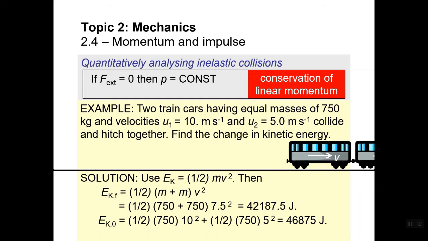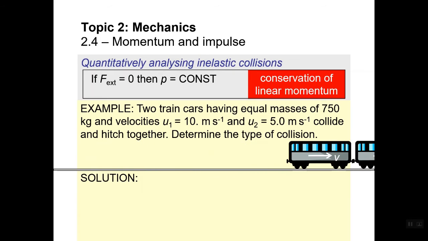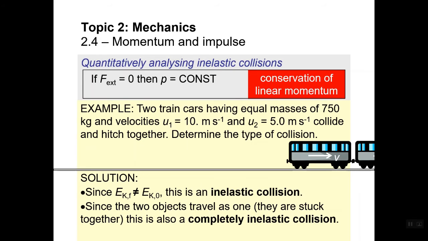46,875 joule. The question is asking the change in kinetic energy, so final kinetic energy of the system minus the initial kinetic energy of the system. That gives us minus 4,700 joule. Determine the type of collision. Since the final kinetic energy is not equal to initial kinetic energy, this is an inelastic collision. And since the two objects travel as one, this is also a completely inelastic collision. And some of the energy is lost as thermal energy and sound energy to the surroundings.